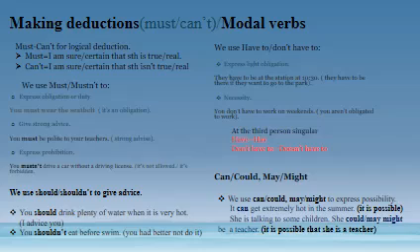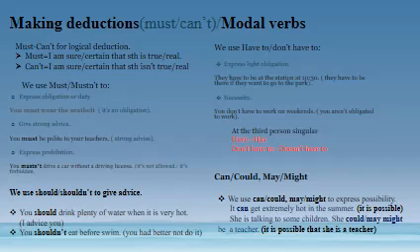So let's go on with the modal verbs. First of all, we'll discuss making deductions. Must and can't are used for making a logical deduction. Must is used when I am sure or certain that something is real or true, and can't is used when I am sure or certain that something isn't real or isn't true.